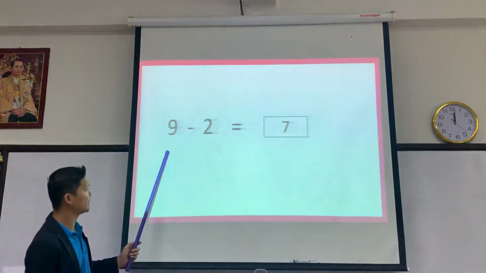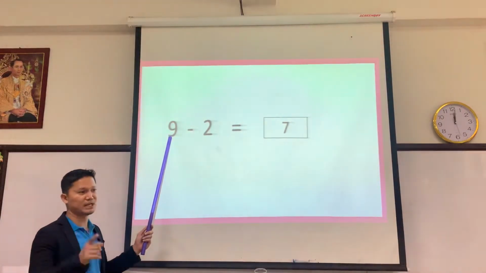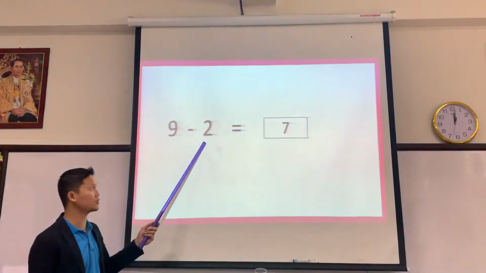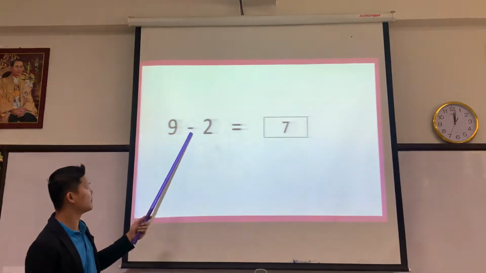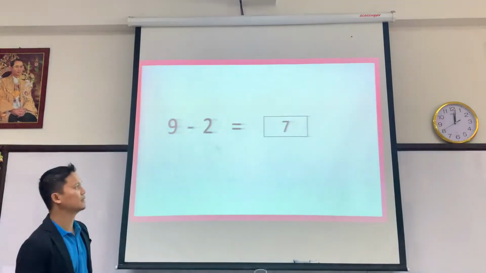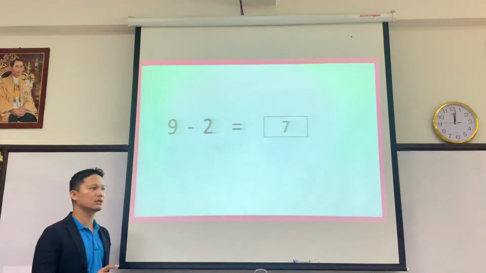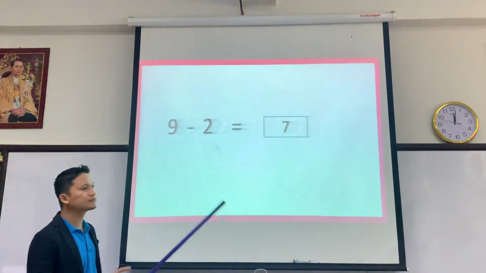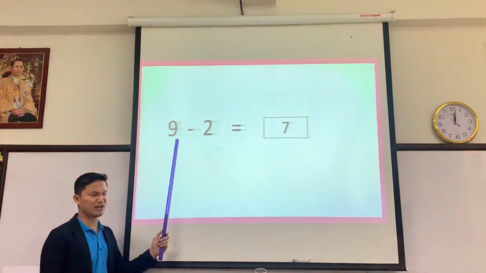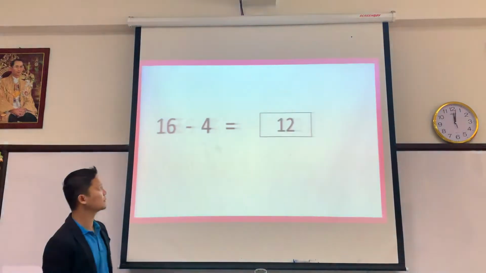Next one. 9 is our minuend, then minus, then our subtrahend is 2. So 9 minus 2 equals 7. That is how we subtract two numbers together.